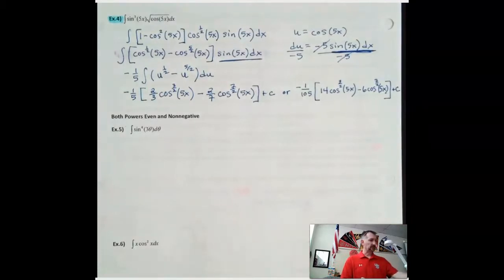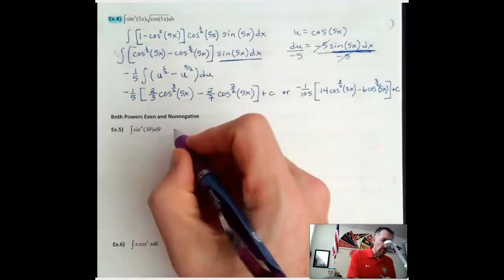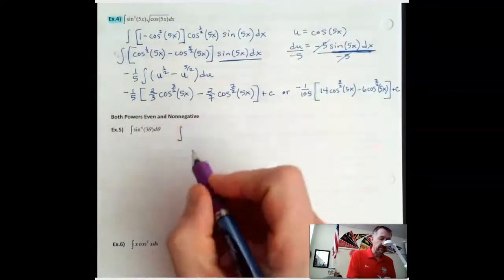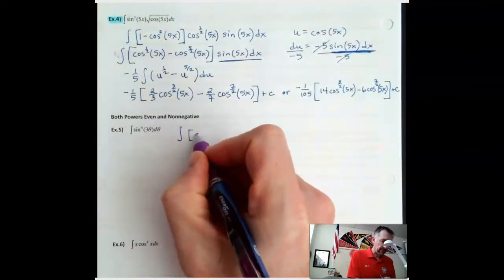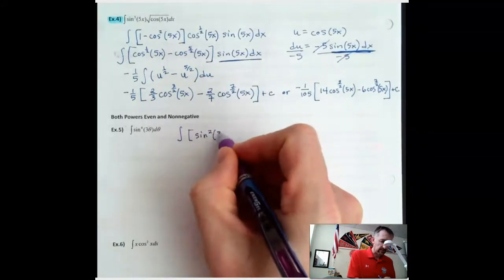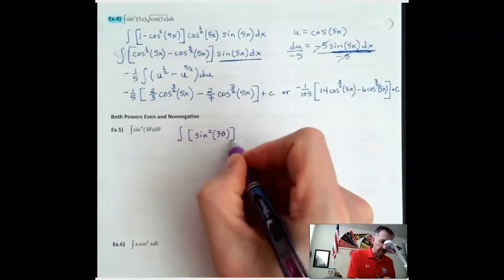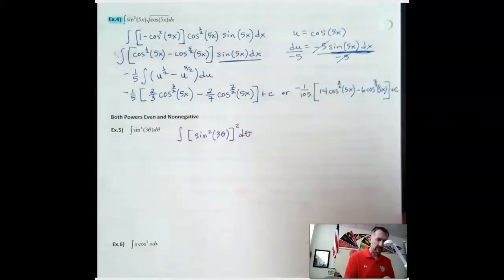So the third case, down here, would be if they're both even, or if there's only one. So what we want to do there is try to get them down to powers of 2. So this would be the sine squared of 3 theta squared d theta.